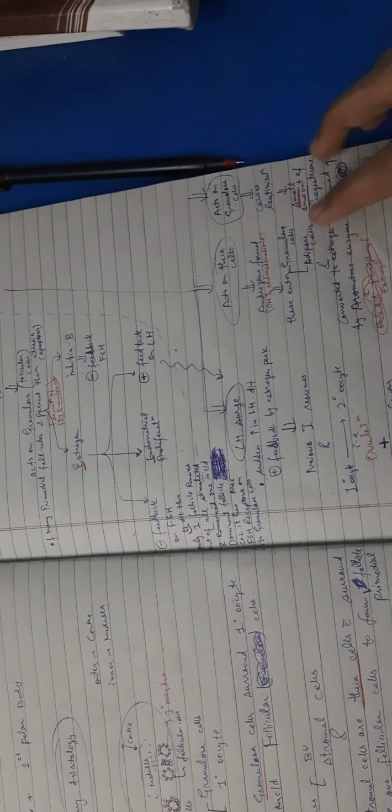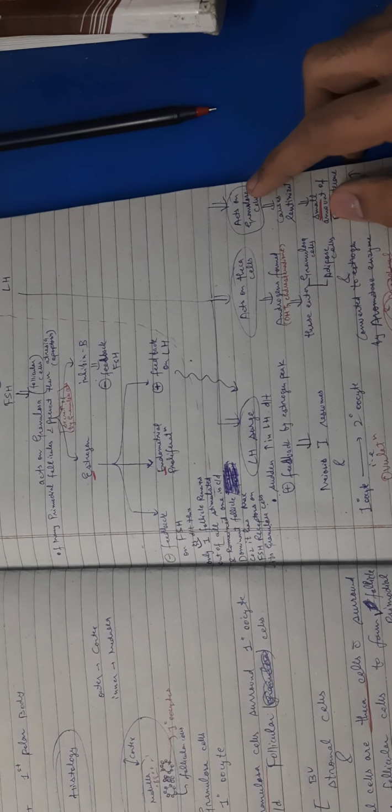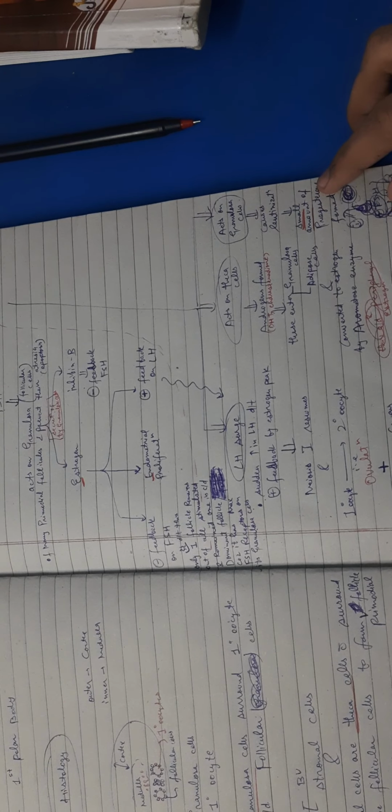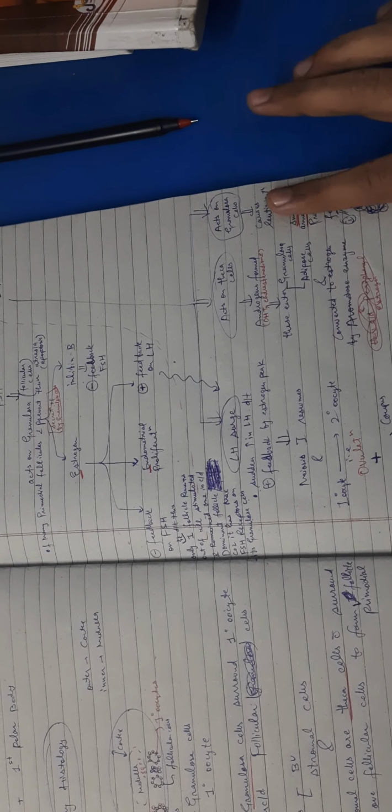Peripheral conversion is only in the adipose cells. Now LH also acts on granulosa cells, but this is not that important. It causes luteinization, which releases small amounts of progesterone. This is not much important.